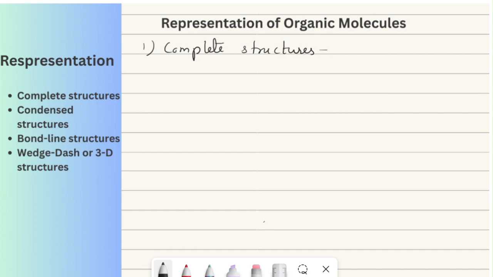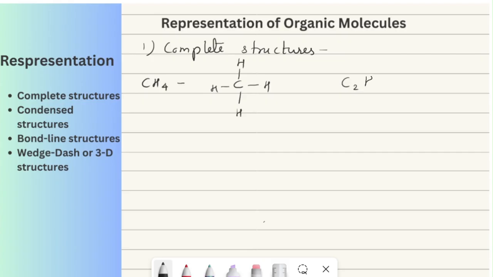A complete structural formula is a diagram that shows every atom and every bond within a molecule, using lines to represent the covalent bonds. For example, in the methane molecule, you see there is a carbon and 4 hydrogen atoms. The carbon is bonded to hydrogen through a covalent bond, a sigma bond, right? So that's why we represent the bond as a line. So we see here there are 4 bonds.